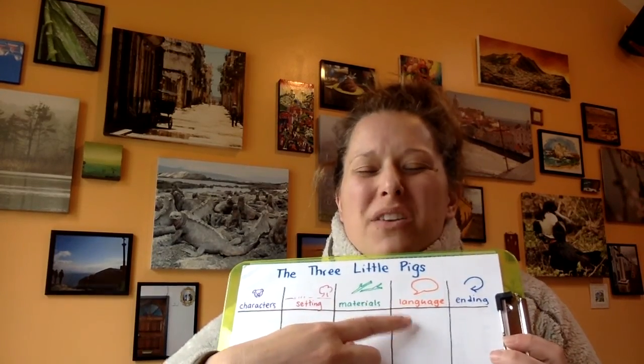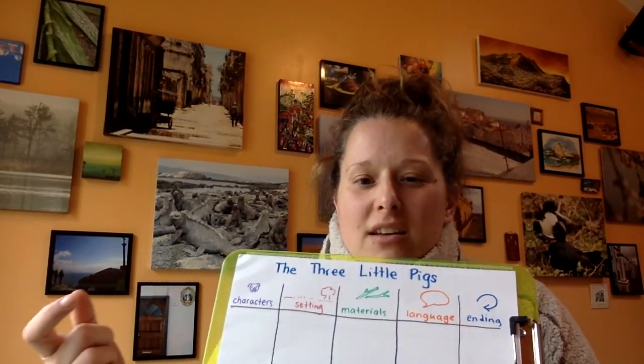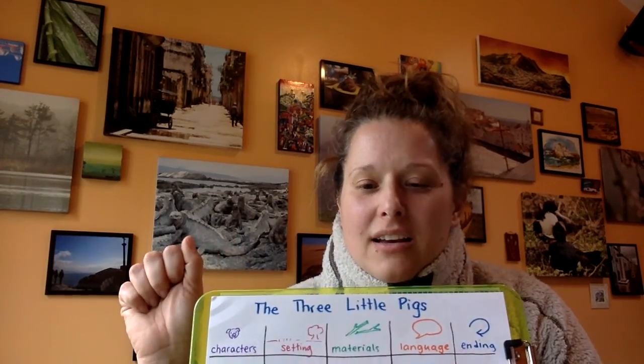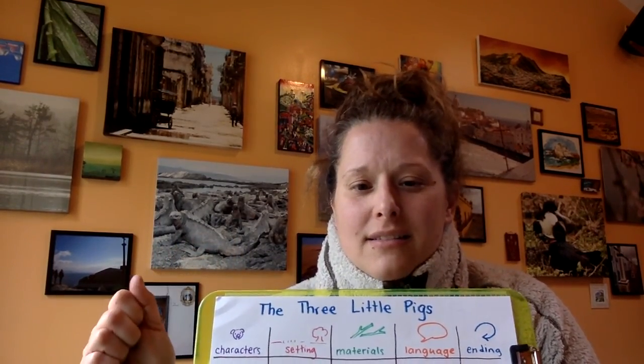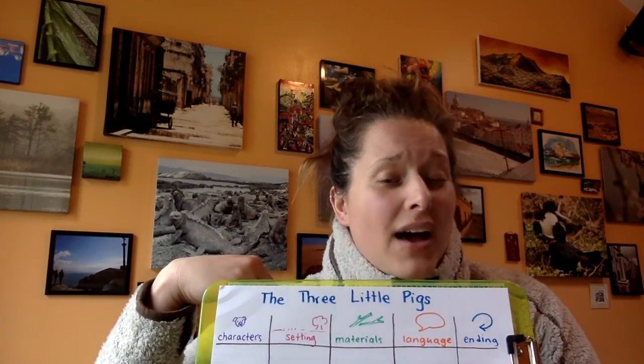And then the language. What are the words we kept hearing over and over again? The wolf came to the door and he said, little pig, let me come in. And then the pigs kept saying back, what?